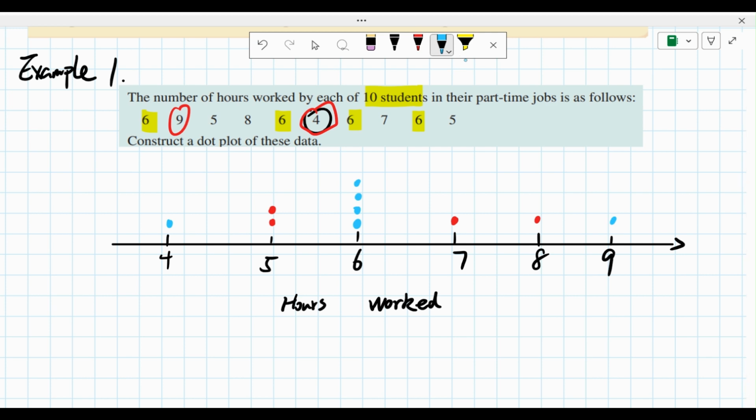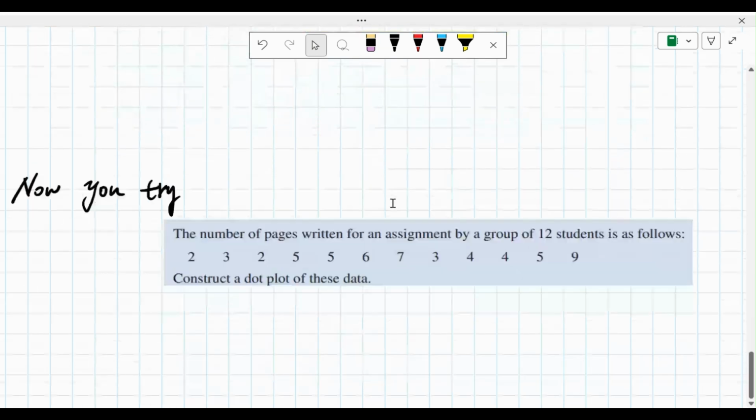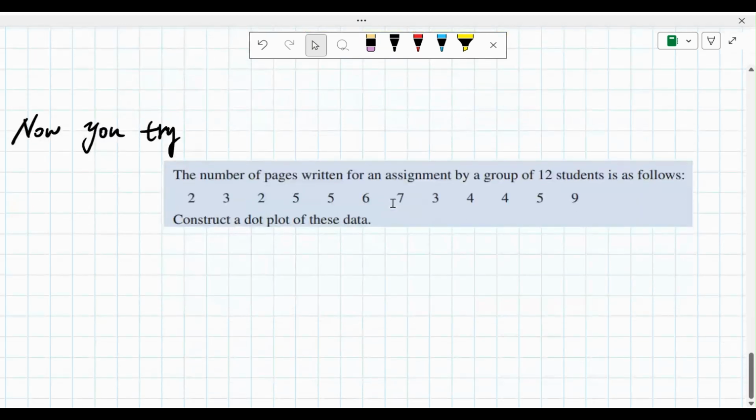Yeah, we can say that's the dot plot. Hopefully that makes sense. You can say that most likely 6 hours of work is the common one. Now you can try this one by yourself.